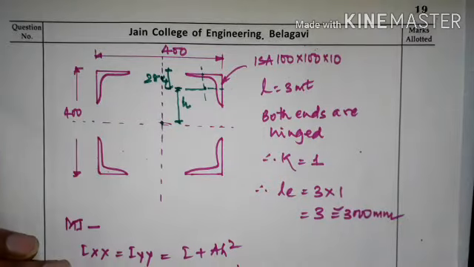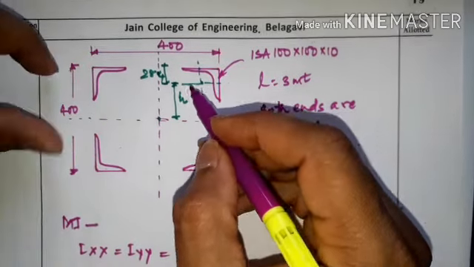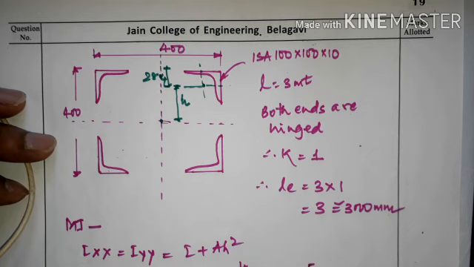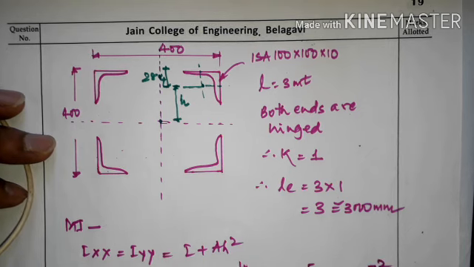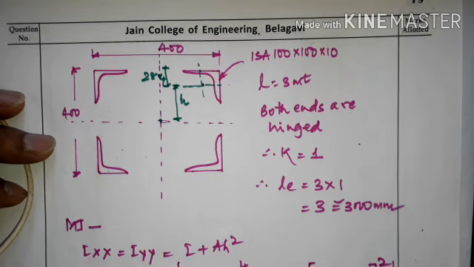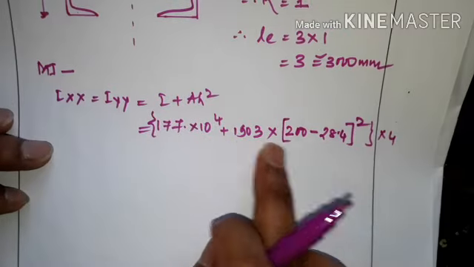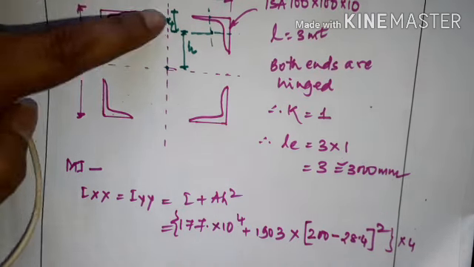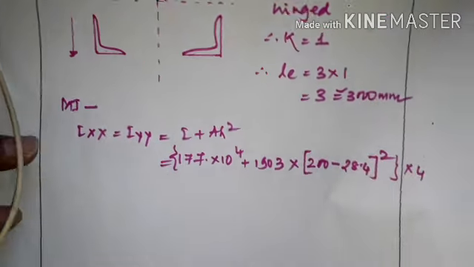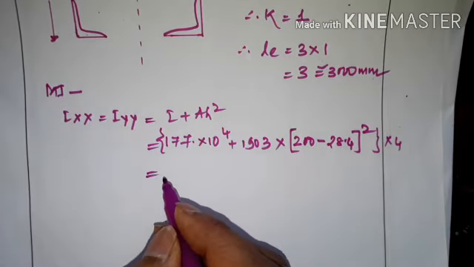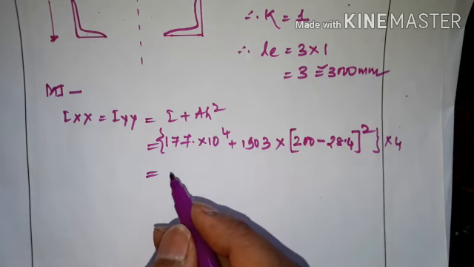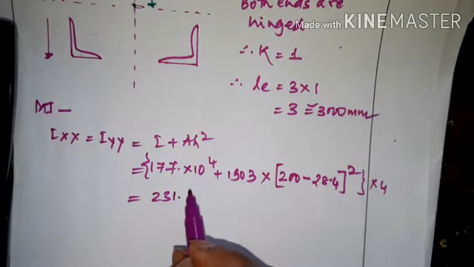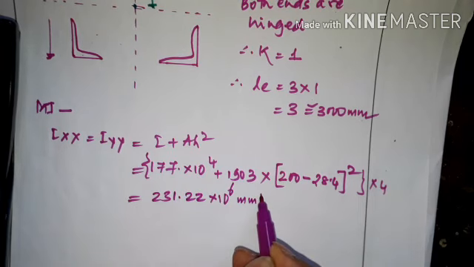So I plus A h square, where h is, see, this total is 200 now. 400 divided by 2 is 200, so 200 minus 28.4 is h, squared, multiplied by 4. Why multiply by 4? Because there are 4 angles. When we calculate, we will get it as 231.22 into 10 raised to 6 mm to the 4.